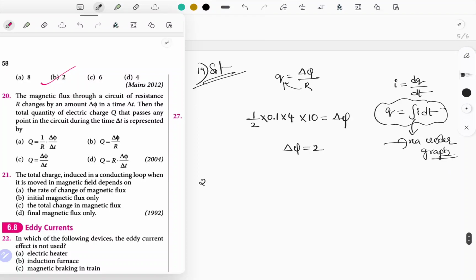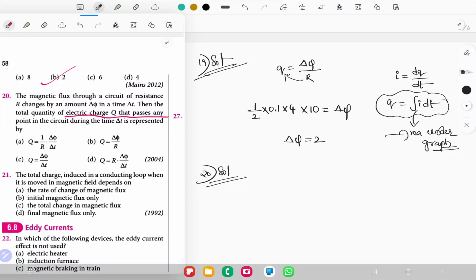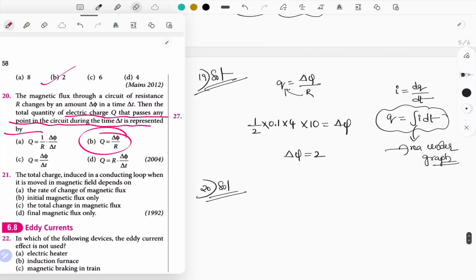Next, question number 20. For question number 20, direct answer. They're asking the electric charge that passes any point in the circuit in dt time is represented by. So it is a direct answer, just given in a derivation now. So Q is equal to delta phi by R. So we don't need to solve that. It's a direct formula based question.